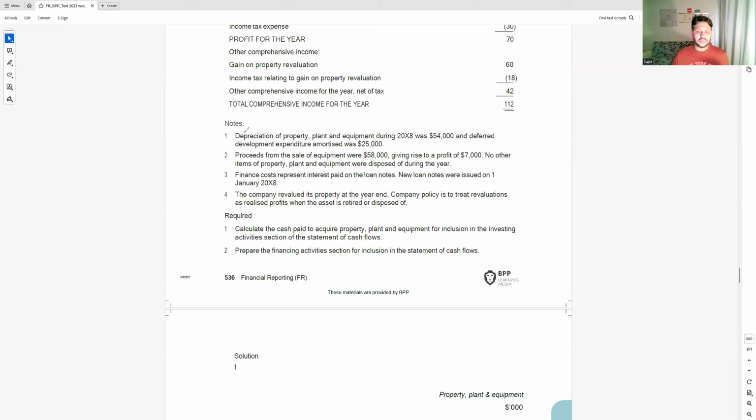What is the information we have? Depreciation of the property, plant and equipment during the year 18 was 454. Now remember that if 30 in the top, we don't have to consider 30, we need to only consider 54, because we are taking off the 30 for all this number. Deferred development expenditure amortize 25, so you take 25.